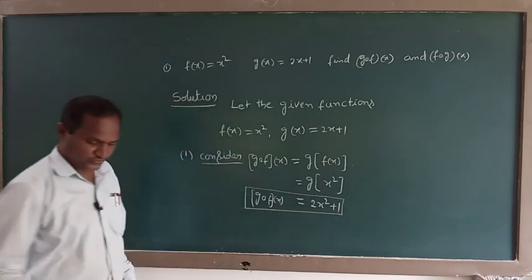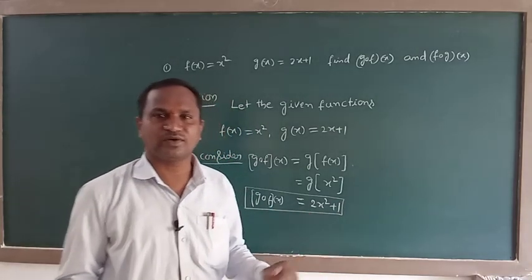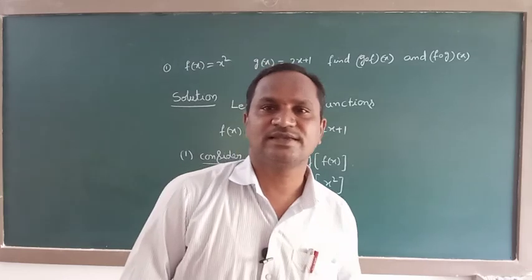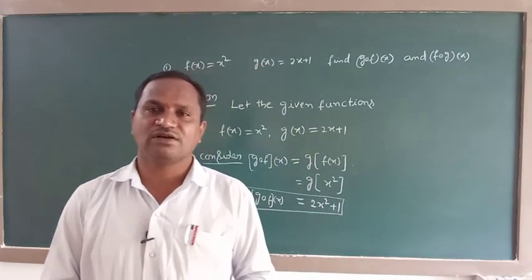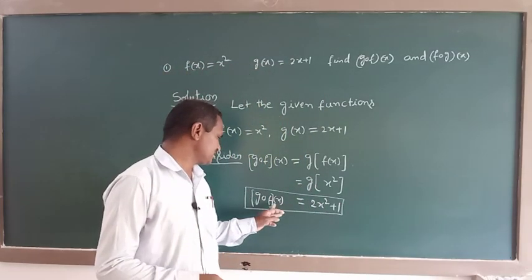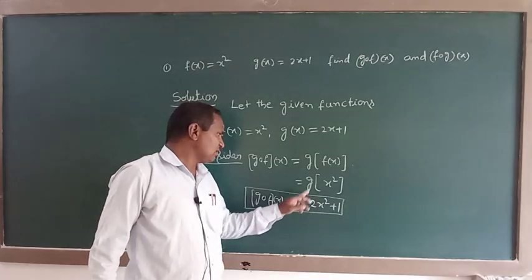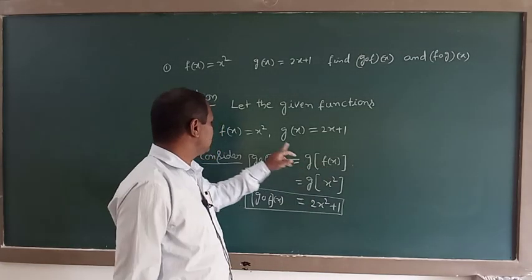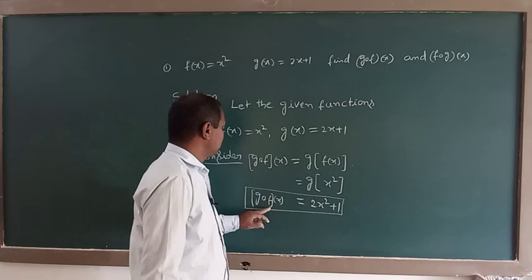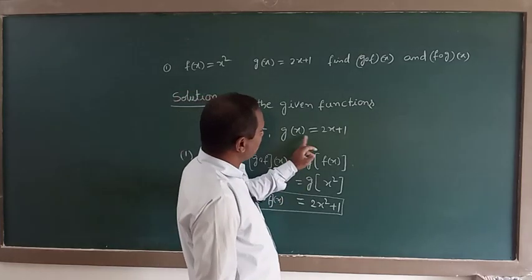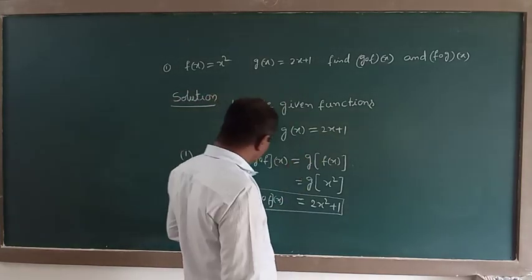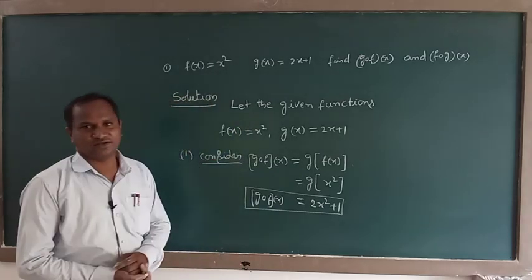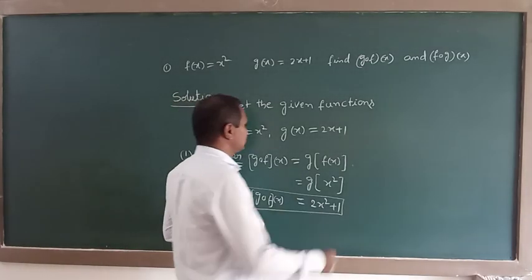Like that, we are combining the given two functions here. G circle f of x is g of f of x. F of x is x square, and g of x is 2x plus 1. Then g circle f of x is 2x square plus 1 here.